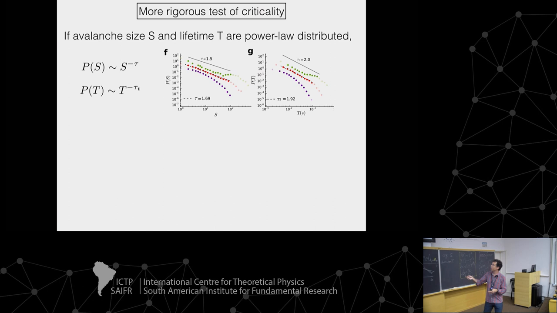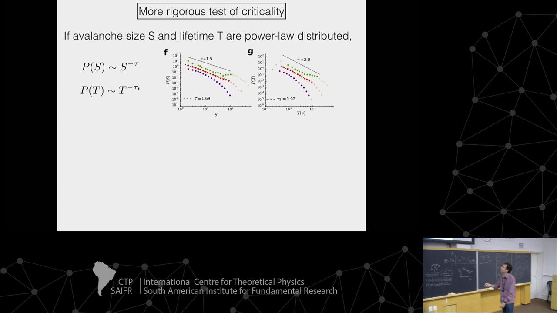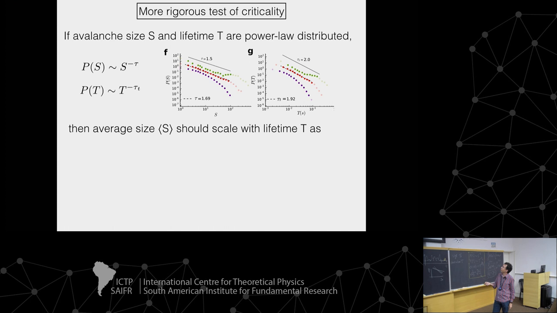I'm just showing you here some examples. And you could argue that the green line is not beautiful. Yes, perhaps, but the question is not whether it's beautiful, whether it's better to fit this with a truncated power law or with a log normal or with exponential. And the power law beats everyone here, apparently. So that's it. This statistical test. Okay? So if you have the two distributions, then average size should scale with lifetime as this, which is this skinny relation here.